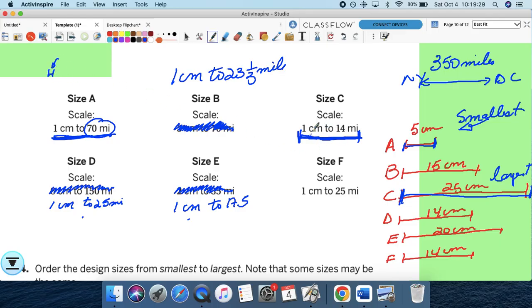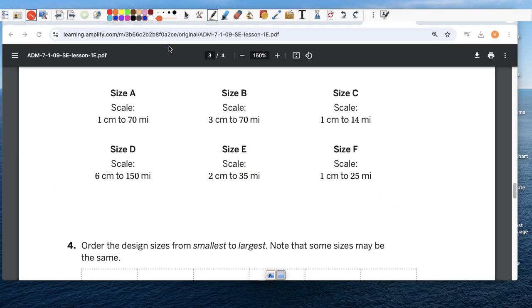Opposed to this one, look, 1 centimeter. For every centimeter here, how many are we putting in? For every centimeter, we're only putting 14, whereas here, we're putting 70. So it's going to take more centimeters using scale C, because we're only putting 14 miles in each centimeter. So it's going to take more centimeters to represent the miles using scale C. Okay, hopefully that helps a little bit.